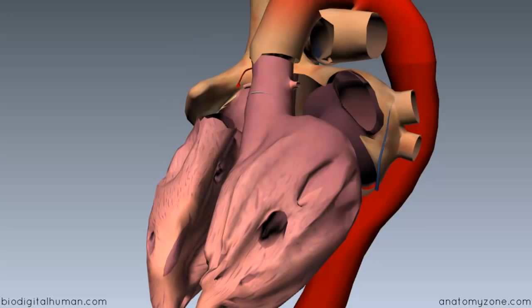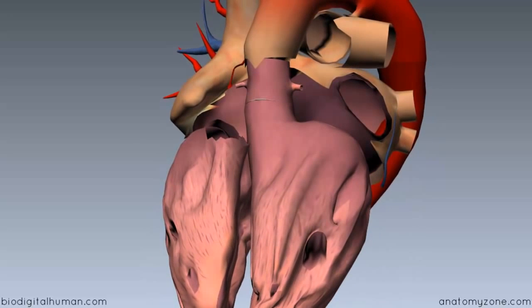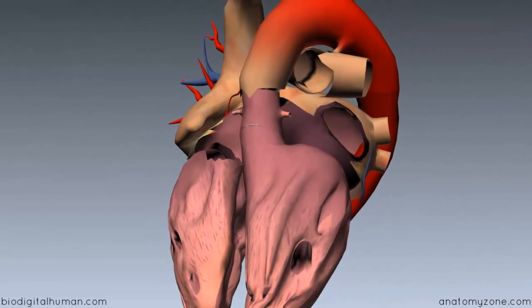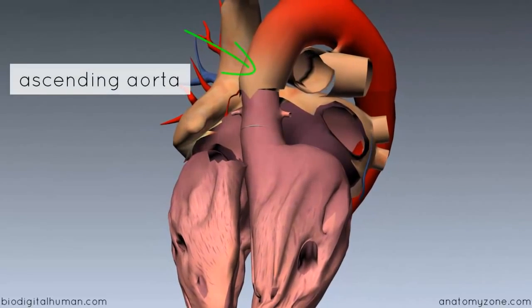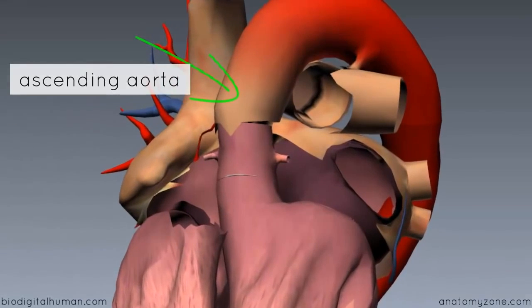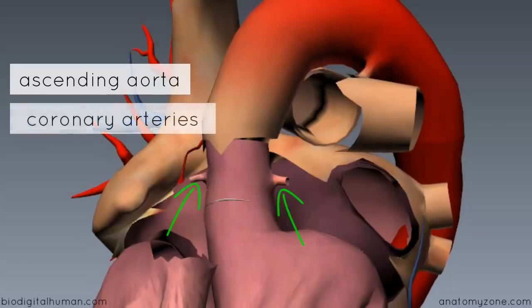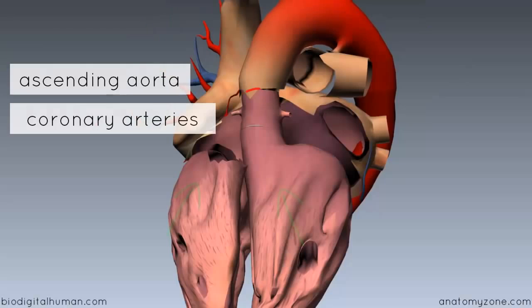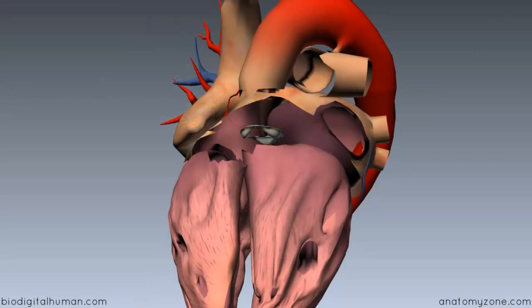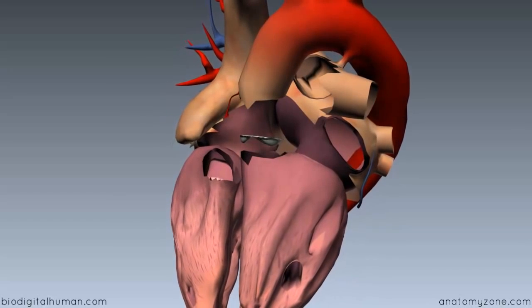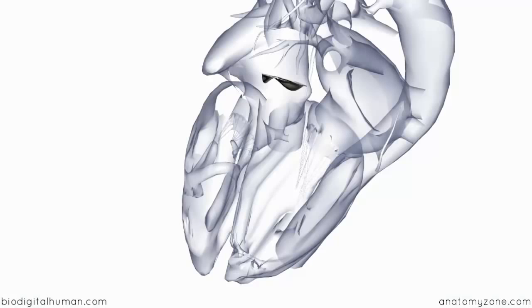So I've just removed some structures from the model so we can visualize the aortic valve. Up here we've got the ascending aorta, and you'll notice that there's two vessels coming off here. These are the coronary arteries. So you've got the left and the right coronary artery coming off right at the beginning of the ascending aorta. If I just remove this for a moment, you can see the valve, the aortic valve.